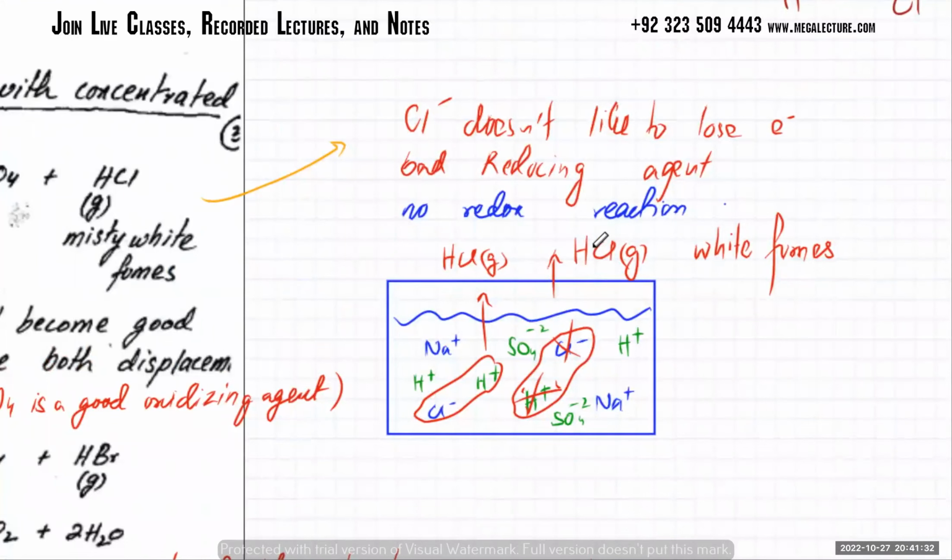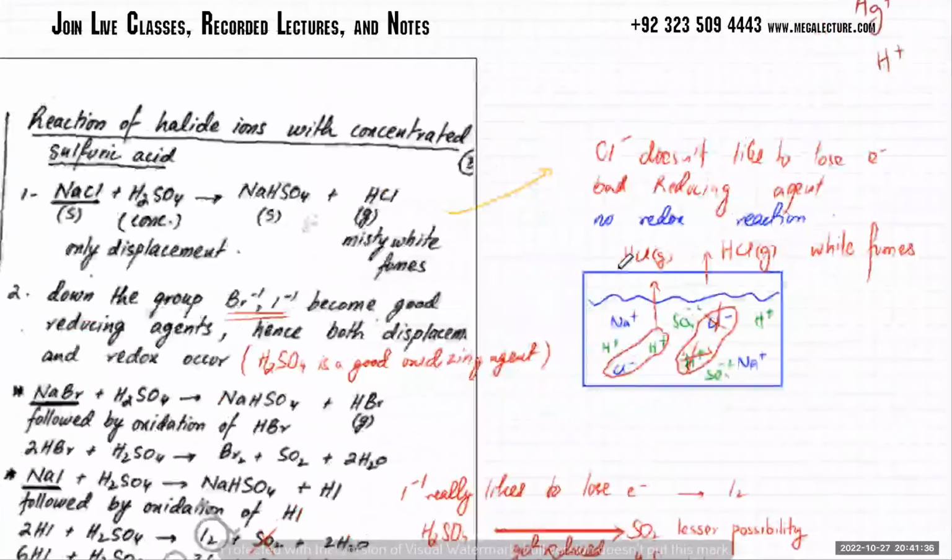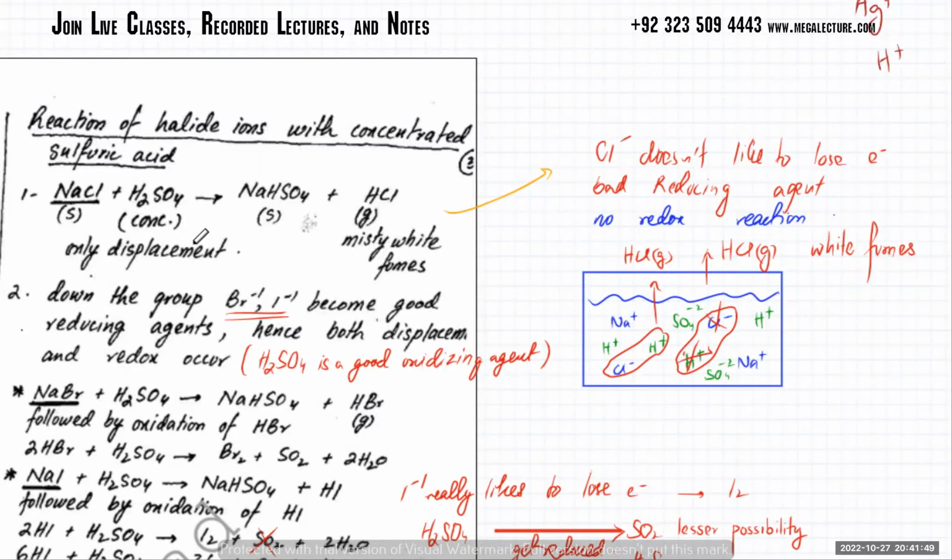And you get HCl gas in this way. That's why you get these misty white fumes of HCl. And what is left in the solution? That's NaHSO4. So is this idea clear? Why is this a displacement reaction? The other stuff that you get is NaHSO4, and you get white fumes.